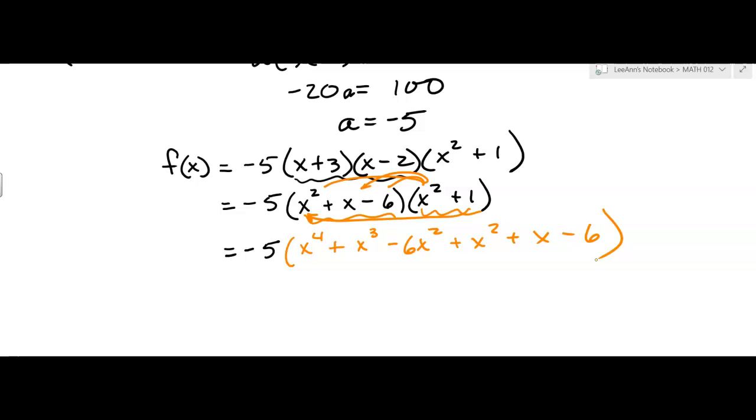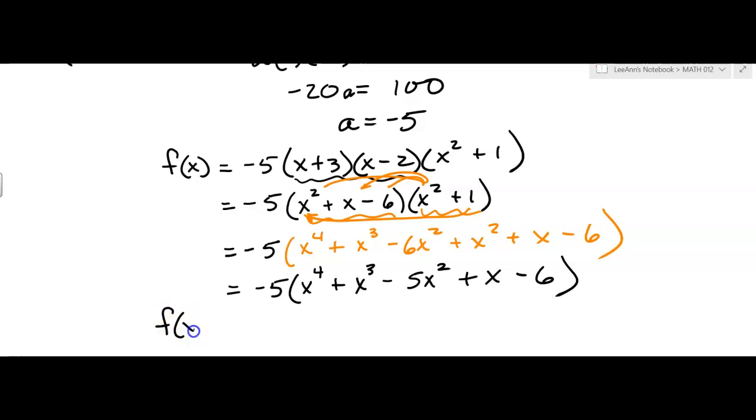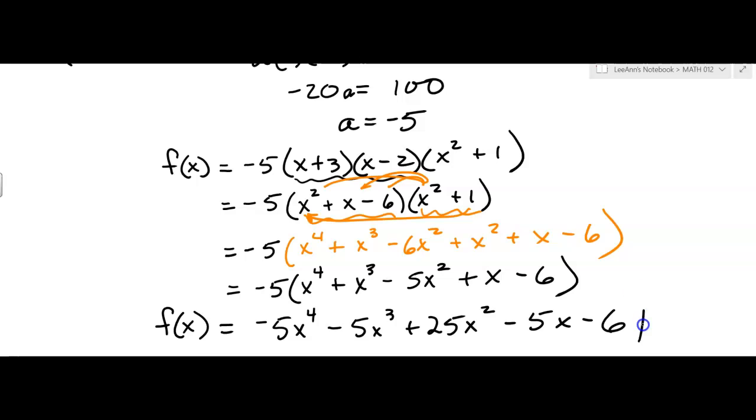Yeah, okay. So then I'm going to have negative 5 times x to the 4th plus x cubed. I got to combine the x squared terms. Minus 5x squared plus x minus 6. And then the last thing I'm going to do is go ahead and distribute the negative 5. Negative 5x to the 4th minus 5x cubed plus 25x squared minus 5x minus 6.